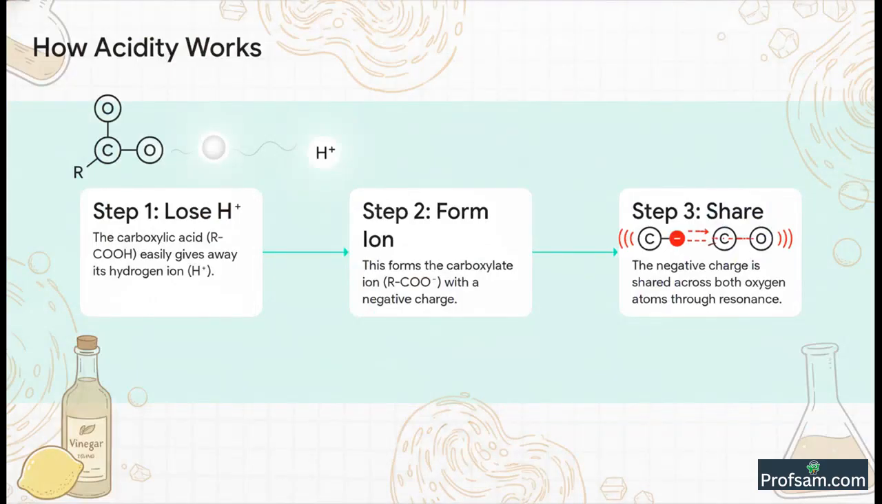Let's just picture this process in 3 simple steps. First, the acid easily gives away its proton, the H+ ion. Second, this leaves behind a negative charge on the molecule, forming what we call a carboxylate ion. And third, and this is the most crucial step, that negative charge doesn't just sit there. It immediately spreads itself out, sharing the load between both of the oxygen atoms.